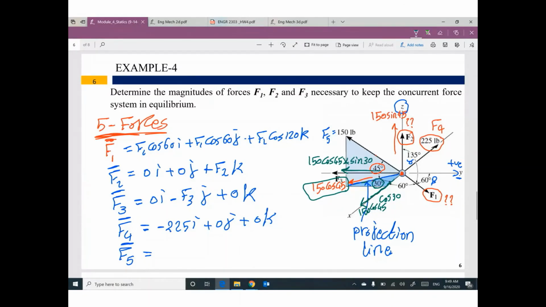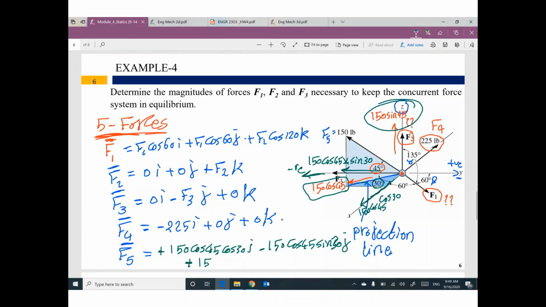So finally, F5 as a vector will be positive 150 cosine 45 cosine 30 I. For the y component, this direction is negative, so negative 150 cosine 45 sine 30 J. What about z? Positive 150 sine 45 K. Do you have any more forces? No, I'm done with all of them: F1, F2, F3, F4, F5. These forces are in equilibrium.